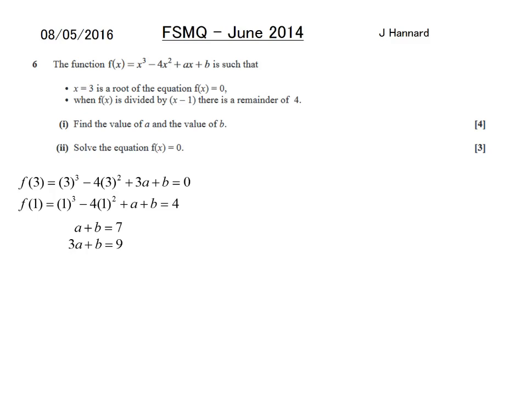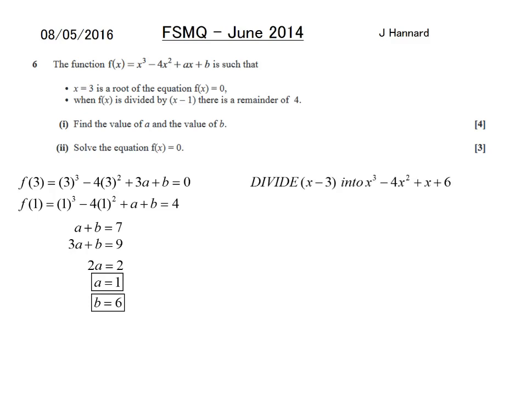Take top from bottom and we end up with 2a equals 2. Therefore a must equal 1. Shove it back through, your b's a 6. So not too bad for the first bit. And now we're asked to solve the equation f of x equals 0.